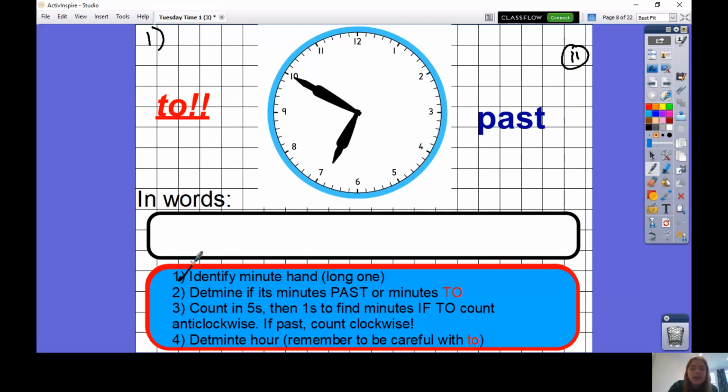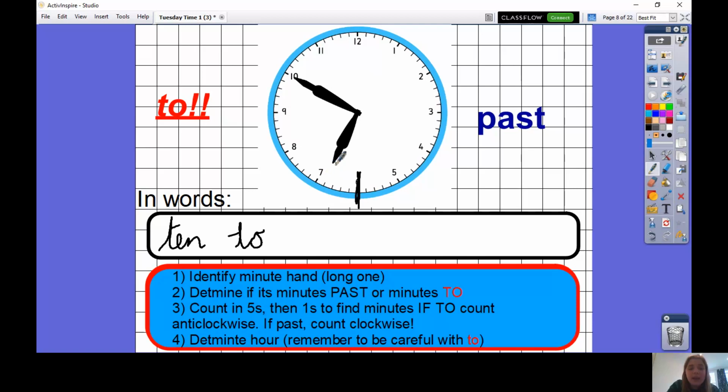Step 1. Identify the minute hand. That's this one here, this longer one here. Step 2, are we looking at past or to? It's on the side of to. So that means I need to count anti-clockwise. How many minutes to? 5, 10. Okay, so that tells me I'm looking at 10 to. Well done if you got this far. Now, I bet some of you made a mistake here with your hour hand. It's 10 to what? I'm looking for the time I'm nearly at, not the time I've gone past, because it's a to time. I'm looking for 10 minutes until which hour?